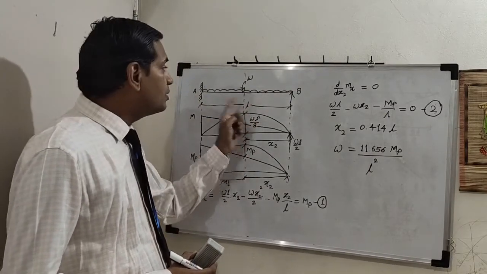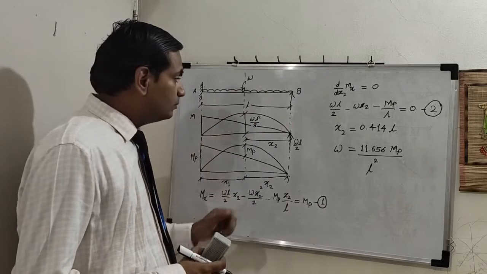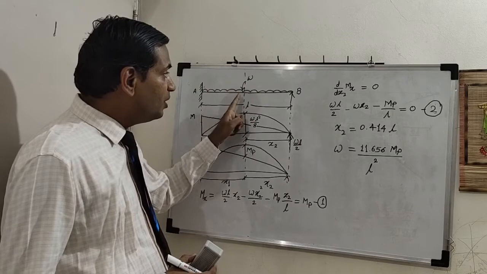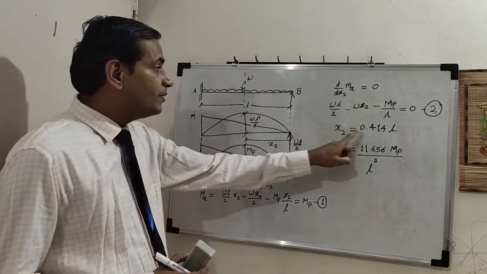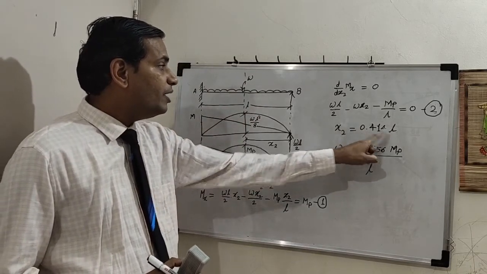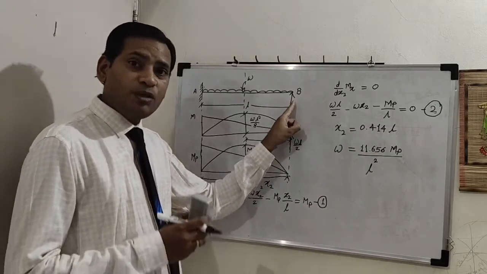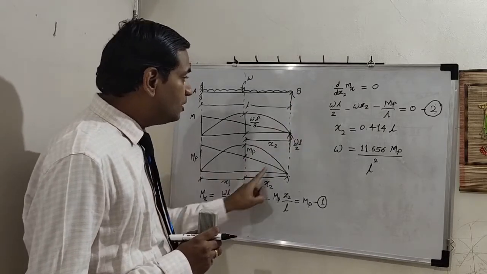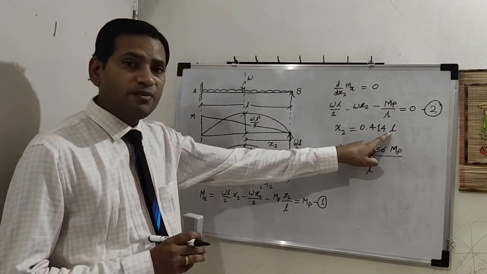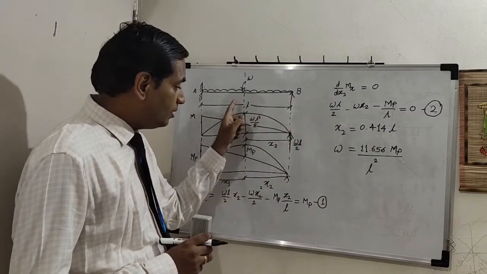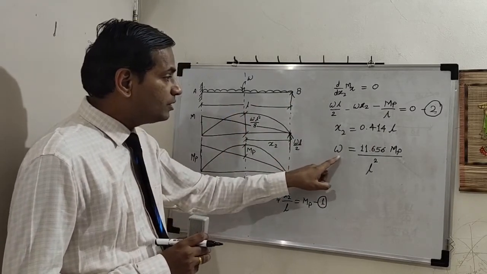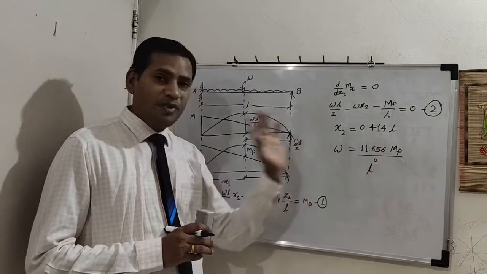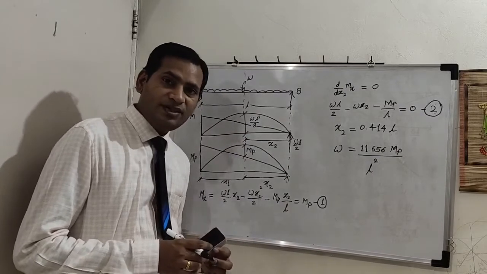Propped cantilever subjected to UDL throughout. In this, we can directly say that location of plastic hinge is at 0.414 times L from simply supported end. Okay, location of plastic hinge is 0.414 times L from simply supported end, and corresponding collapse load is 11.656 upon L square times Mp. Okay, thank you.